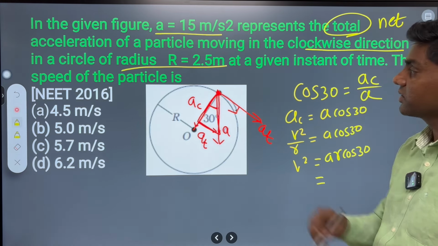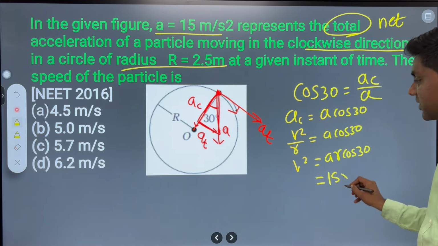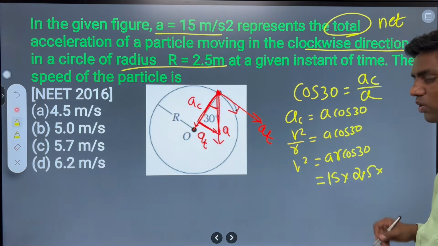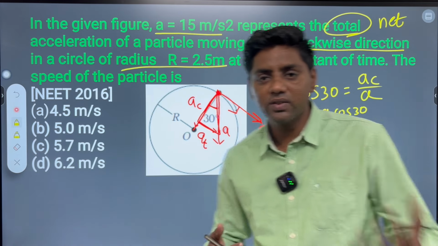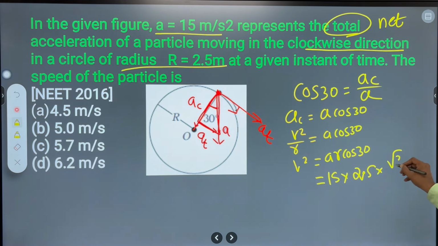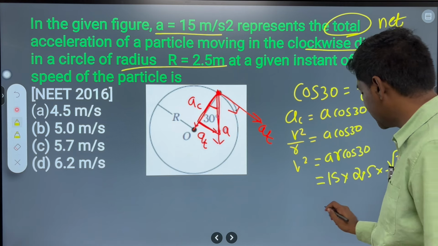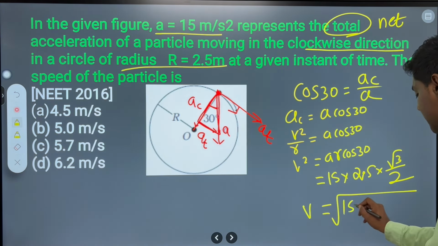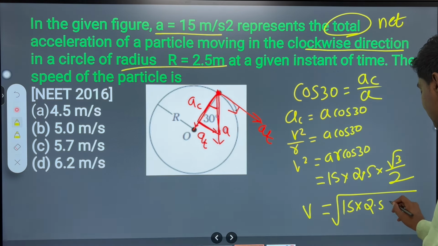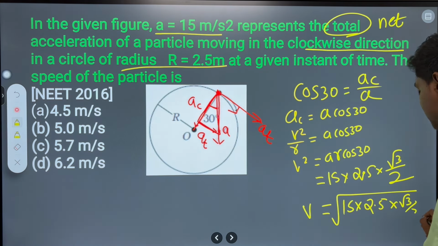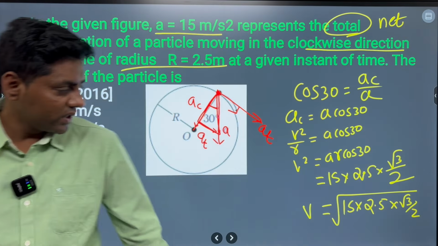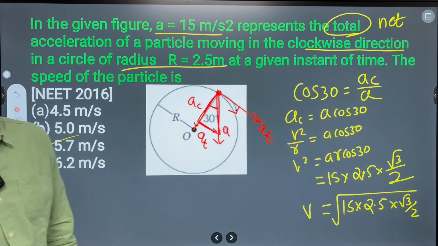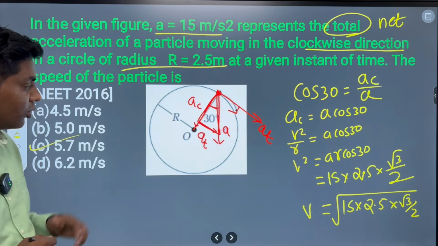Net acceleration A is given as 15. Then the radius is given, 2.5 meter, and after that cos 30 degree. What is the value of cos 30 degree? Quickly recap it. It is root 3 by 2. After that we take the square root, so that is 15 multiplied by 2.5 into root 3 by 2. Calculate this quickly, it is very easy. After calculating, we get 5.7. This is the answer of the given example. It was a very simple example.